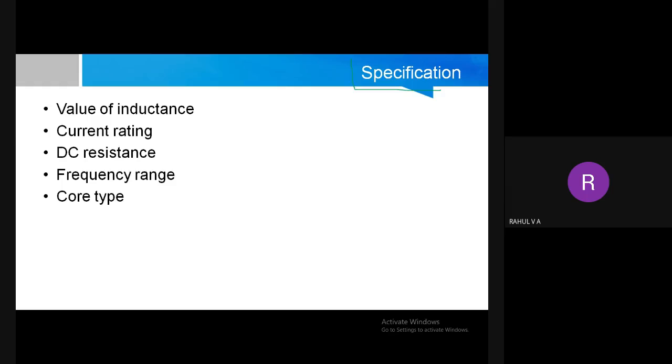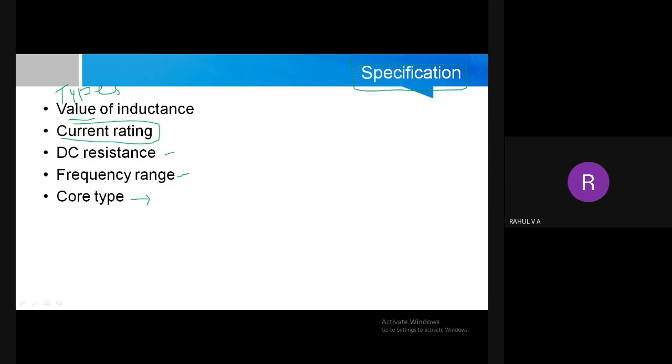And again, about specification of inductance, we can write first the type of inductance, second the value of inductance, third the maximum current that can flow through this inductance, and fourth the DC resistance between the terminals, the frequency range it can operate in, and which core you are using. If you want to select one particular inductor from n number of classifications, you can use this method.